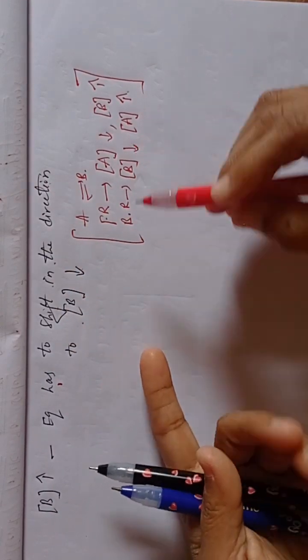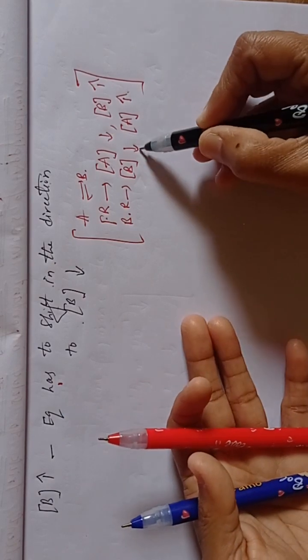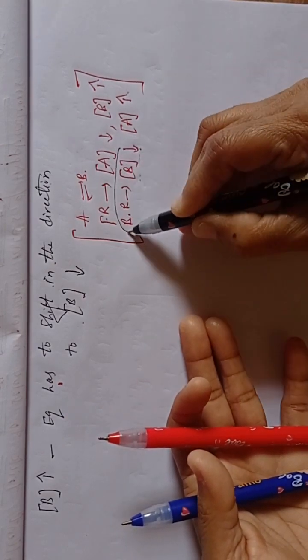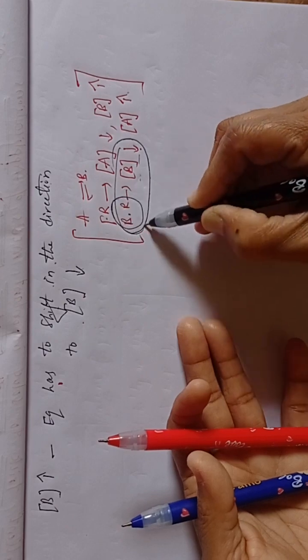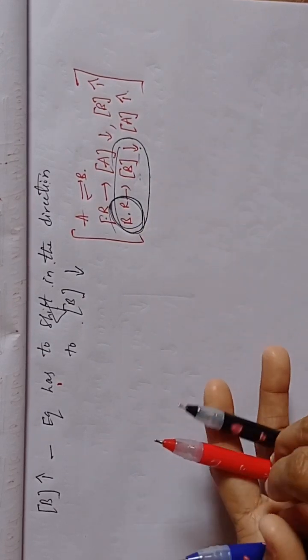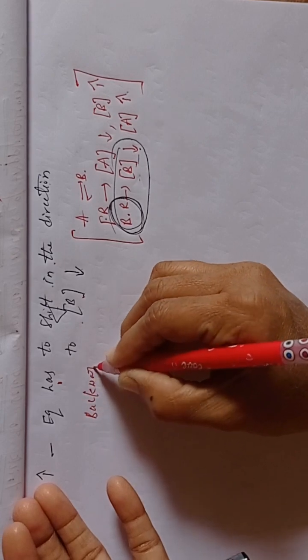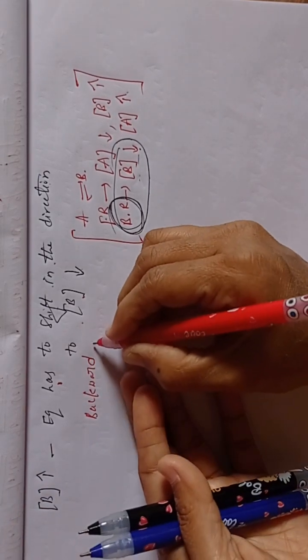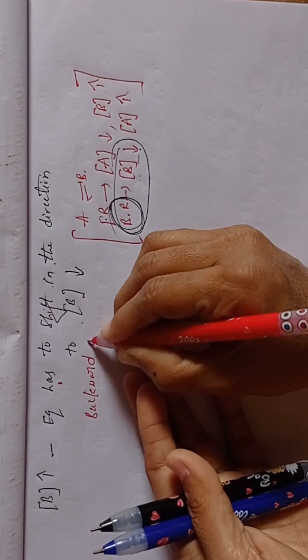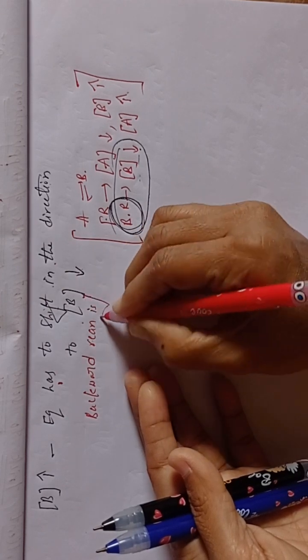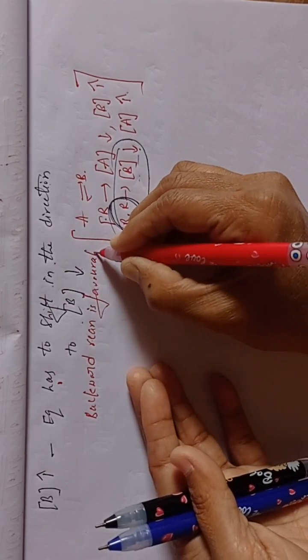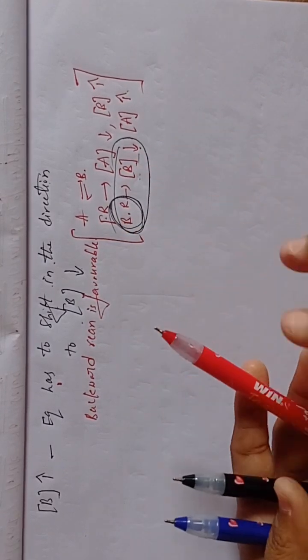So a decrease in the product B concentration means which reaction is favorable? Backward reaction is favorable. Are you clear? So that's why backward reaction is favorable. That means equilibrium shifts in the backward direction. Clear? To get a good amount of the product.